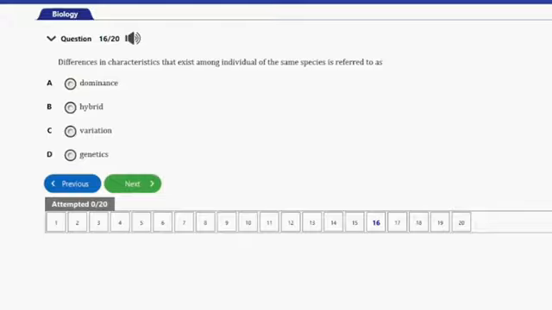So let's go ahead and consider the next question, guys. Question number 17 here, it says, which of the following characters is not an example of discontinuous variation? We have A. Sex type, B. Ability to roll tongue, C. Skin color, D. Fingerprints. So guys, the answer to this question is option C here, and that's skin color. So skin color is not a discontinuous variation, and that's it for this question.